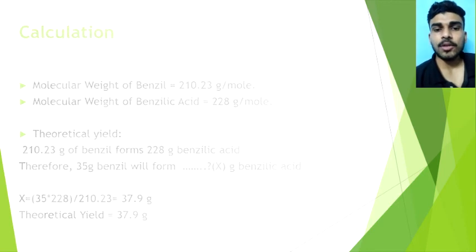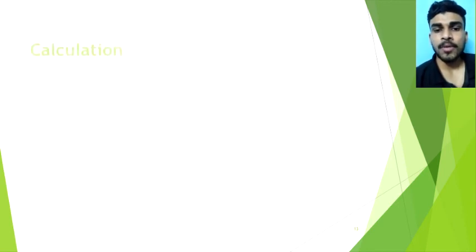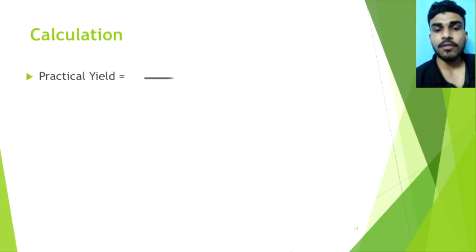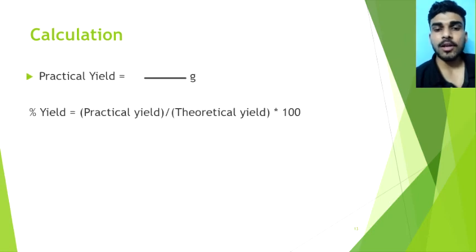The second step of the calculation is to find the practical yield. Practical yield is the final weight of the compound which we obtained at the end of the experiment after recrystallization and proper drying of the compound. The weight of that product is the practical yield of the experiment. Now, to find the percentage yield of the experiment, simply divide the practical yield by the theoretical yield and multiply it by 100. The percentage which we get is the final answer of the experiment.